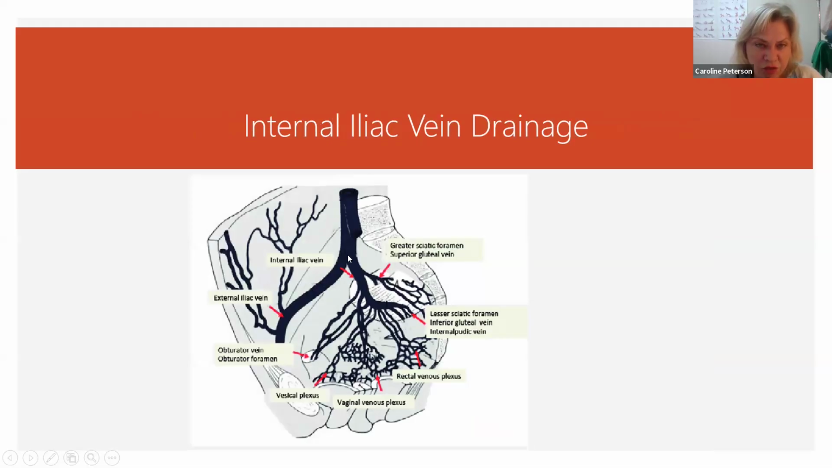So here's the internal iliac vein. That's going to drain the obturator, the vesical plexus, the vaginal plexus, the rectal plexus, the inferior gluteal vein, the internal pudendal vein, and the superior gluteal vein. Superior gluteal vein goes through the superior greater sciatic foramina, and the inferior gluteal vein goes through the lesser sciatic foramina.